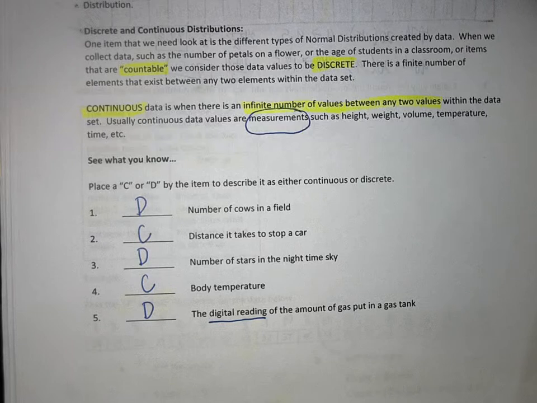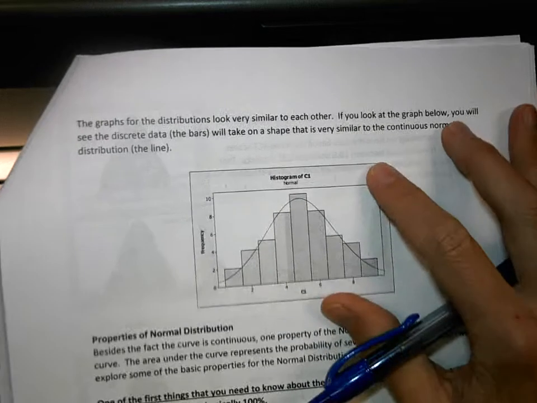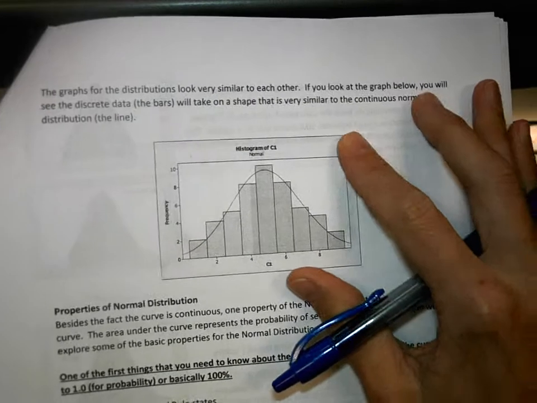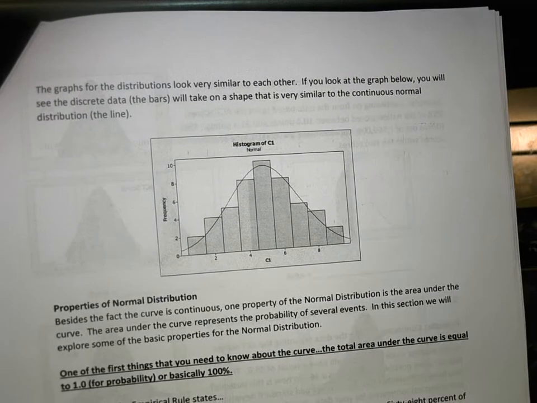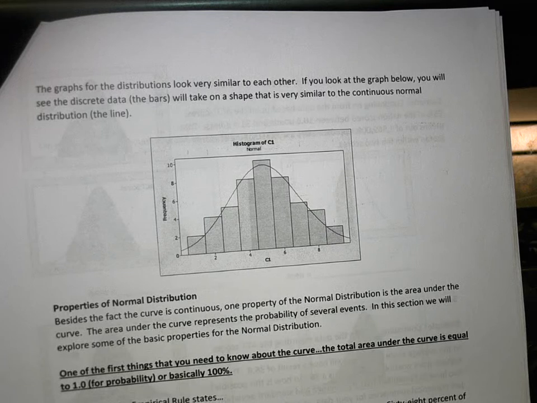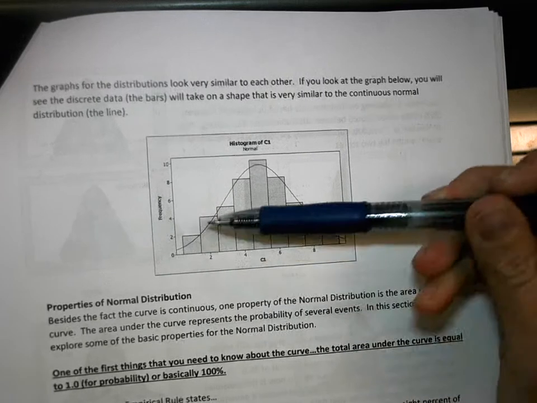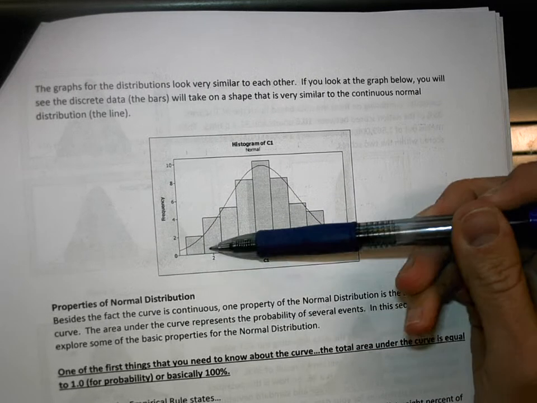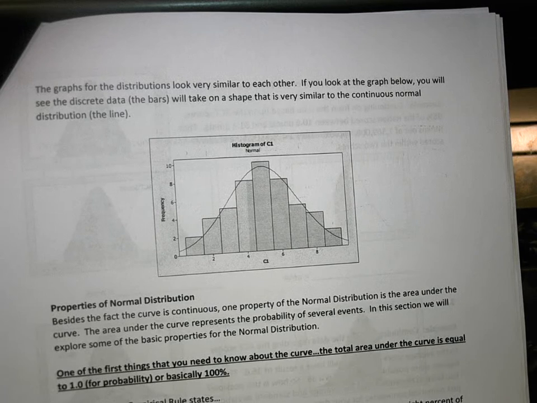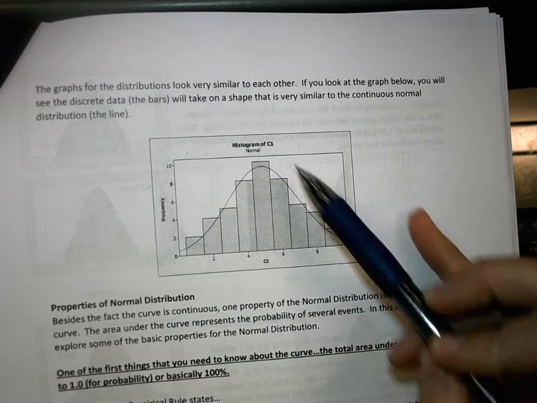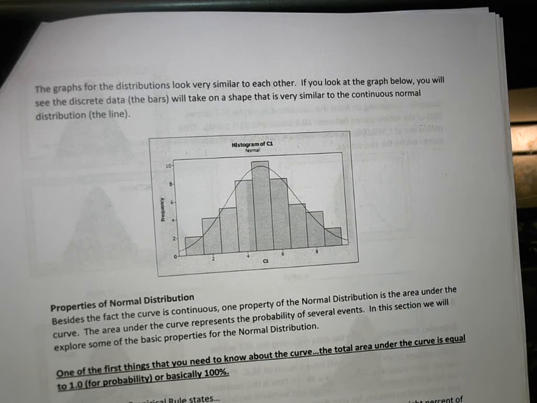Okay. All right, moving on. Okay, the graphs for distribution look very similar to each other. If you look at the graph below, you will see the discrete data. So discrete is bars. There's a specific number that we're counting up. So remember how we'd have like X's or different things. When you see bars, that is discrete data. When you see the curve, that is your continuous data.